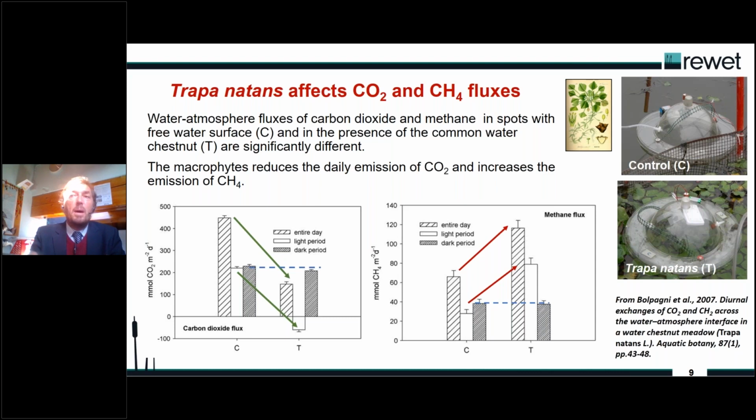We start from a paper from Bolpani and collaborators from 2007, targeting a floating plant, Trapa natans, and demonstrating in a daily study during the peak of the biomass of Trapa that this plant during the light period is able to reverse the fluxes of CO2 that are generally occurring in the water surface devoid of plants. This is something positive, a service provided by the plant. But simultaneously, in the light period, the plant favors the release of large methane fluxes to the atmosphere. So there is a contrasting effect that the plant produces on these two greenhouse gases.